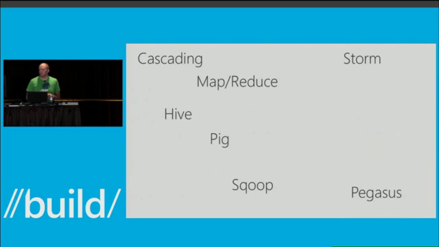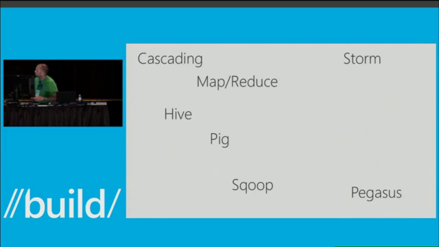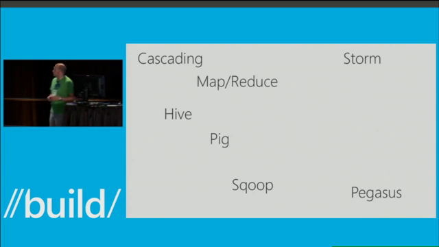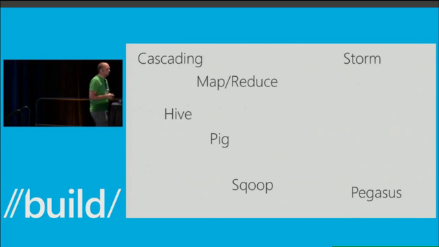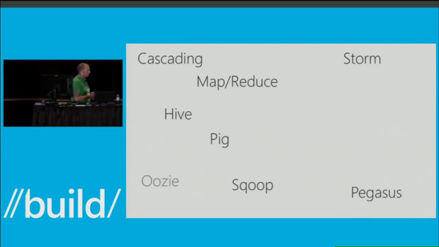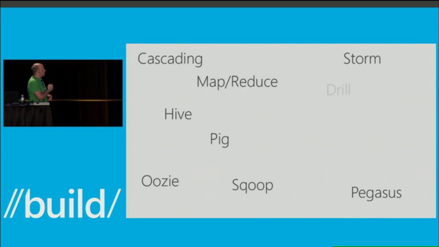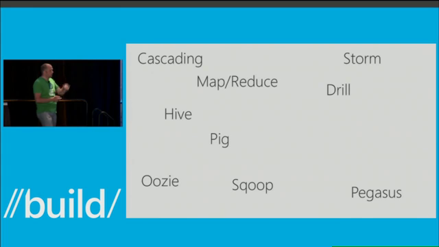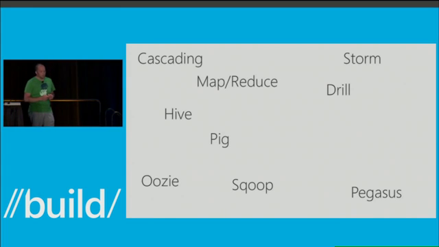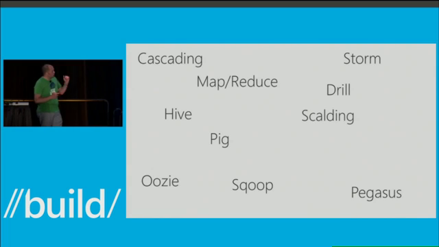So Storm is an interesting project from Twitter. That's a complex event processing system that's been ported to sit on top of Hadoop 2. Oozie is a workflow engine, because oftentimes you want to start laying these things together. Drill is an Apache project that gives you real-time query that's similar in a way to Storm. Scalding is a Scala DSL on top of Cascading.